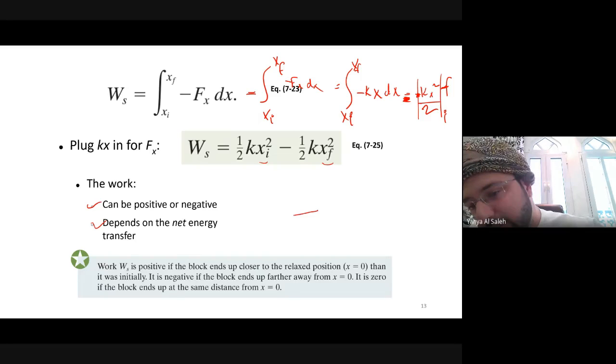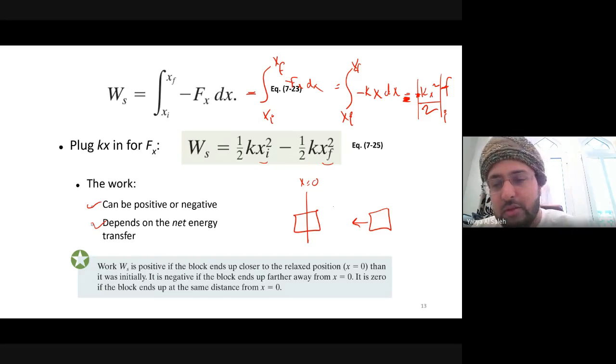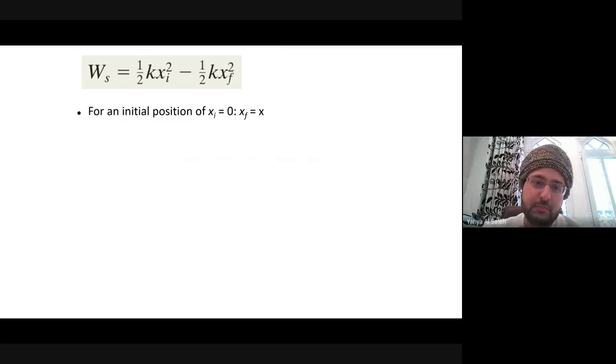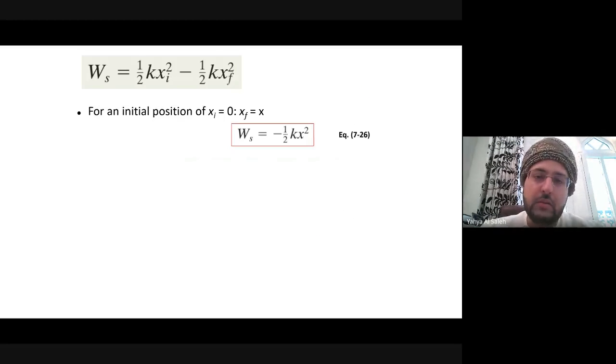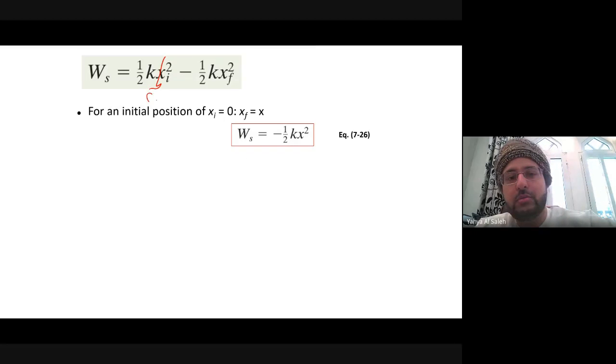So if this is my x equals 0 point, and I am starting off here, if I come closer to this, my work will be positive. If I get further away, my work will be negative. For an initial position of the equilibrium position, xi equals 0, then my work is simply minus half kx squared, because this goes to 0.